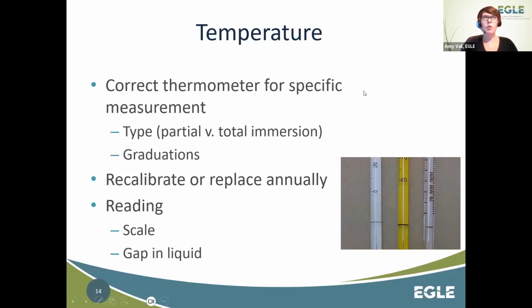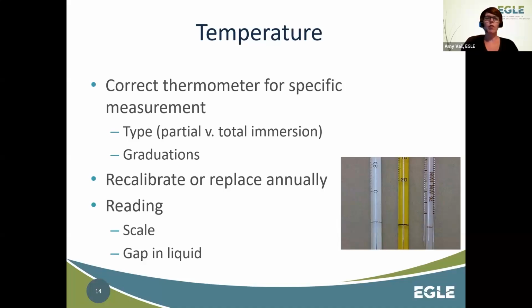All right, temperature. As far as temperature goes, you're going to measure temperatures in various places in your laboratory, whether you're taking the temperature of the water itself, using incubators to incubate samples and you want to see what the temperature of the incubators is, or using water baths. So just a couple of comments on temperature.